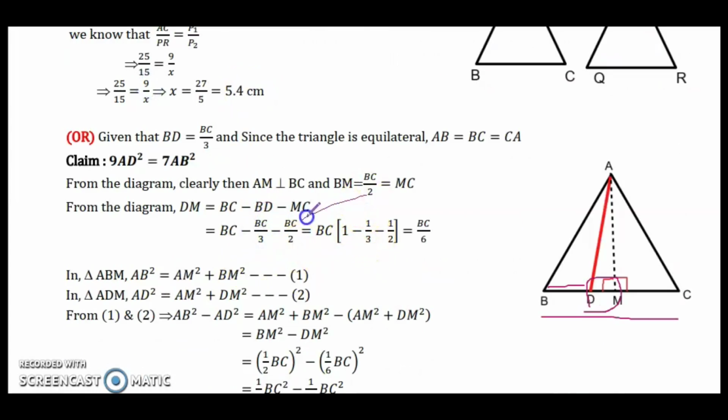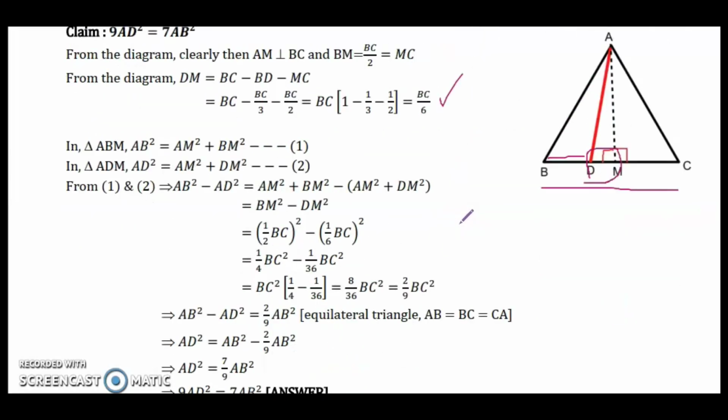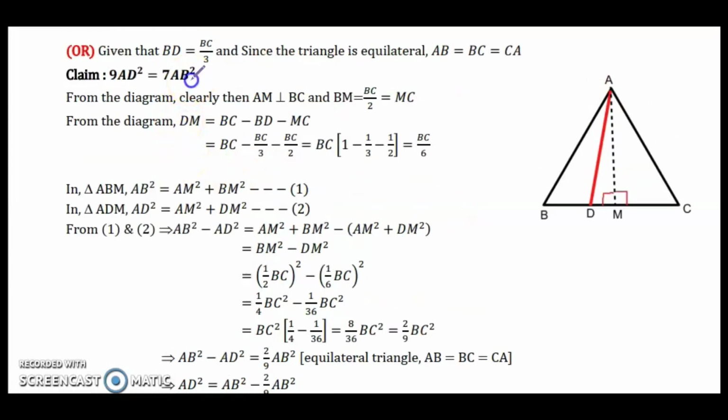And what is the next observation? This is BC by 2. If you put all together, I am getting BC by 6. Why am I doing like this? Because it is an equilateral triangle, I am putting everything into one format, right? What is the next part? Now I have to come to my answer. My answer contains only AD and AB. Now I start evaluating AD and AB from the given problem. Now take the triangle ABM and the other triangle ADM. Okay, right sir?